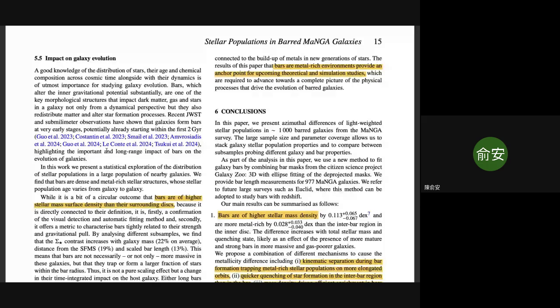Yes. So for this paper, the most important takeaway is that they find bars tend to have a higher stellar mass surface density compared to their surrounding disk, and they are a metal-rich environment, which is also consistent with previous research. Okay. Good summary. Any questions, comments?